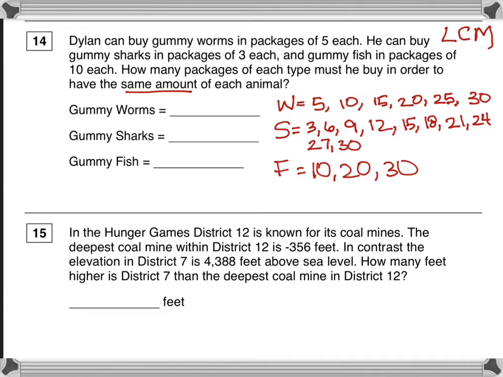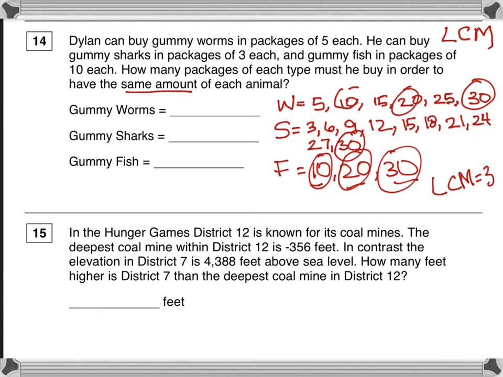All right, least common multiple. So I knew that if I did the fish, 10, 20, 30. Are there any 20s? There are 10s between the worms and the fish, but there's no 10 with the sharks. Is there any 20s? Again, the worms and the fish both have 20, but the sharks do not. The first one that all 3 of them have is the 30. But that's not what it's asking. So I know that the least common multiple is 30.